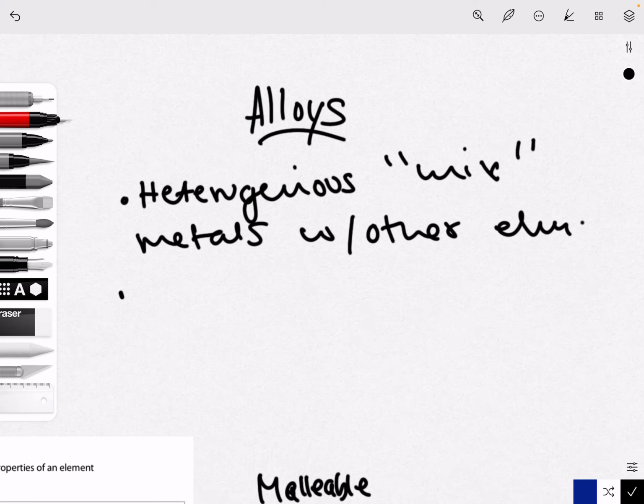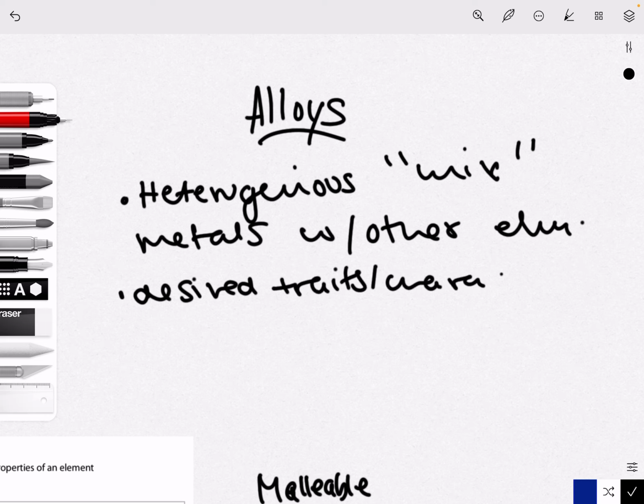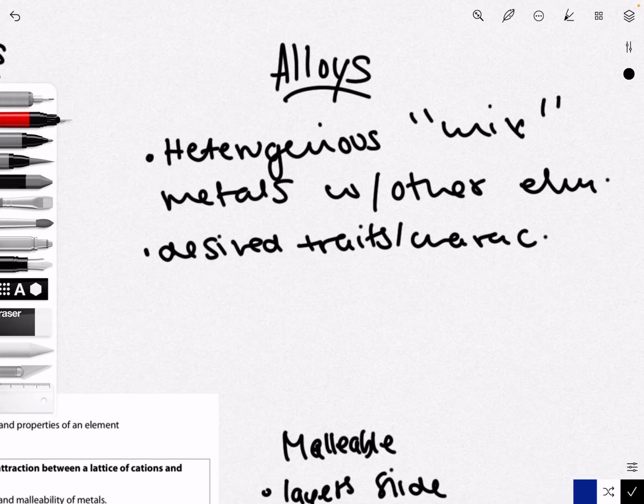And this is done to increase the desired traits or characteristics of the material itself. So this will oftentimes be done to increase the durability or resistance to corrosion or increase the hardness of a metal, depending on what the user intends to use it for.